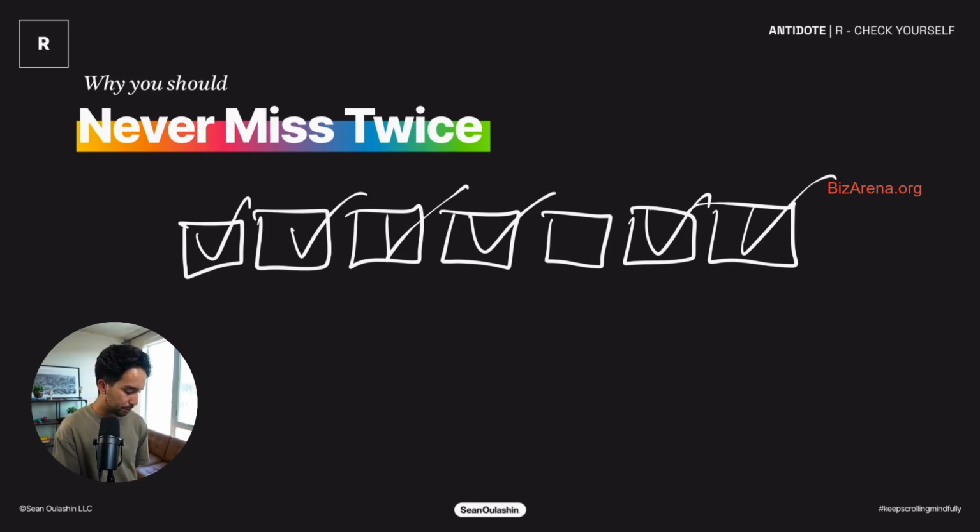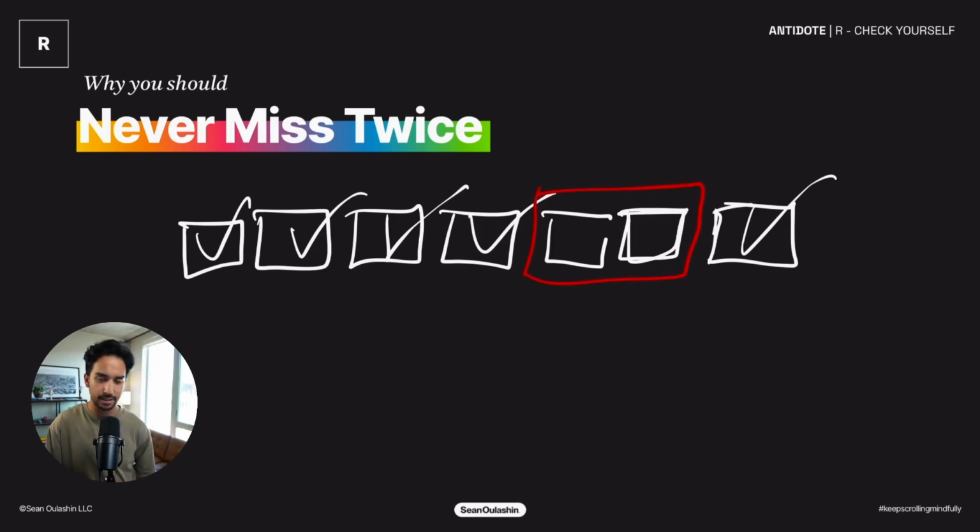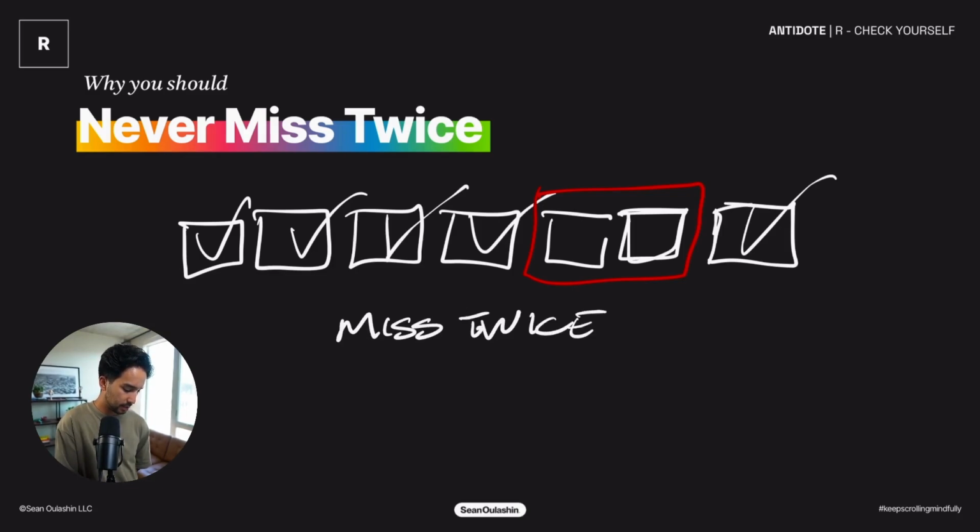But when it becomes a problem is when this occurs, is when there are 2 boxes that remain unchecked. All of a sudden, this is not a simple misstep in your journey. This is a new habit forming. So I just want to write this down because it's so important. Miss twice, a new habit. Oops. A new habit forms.